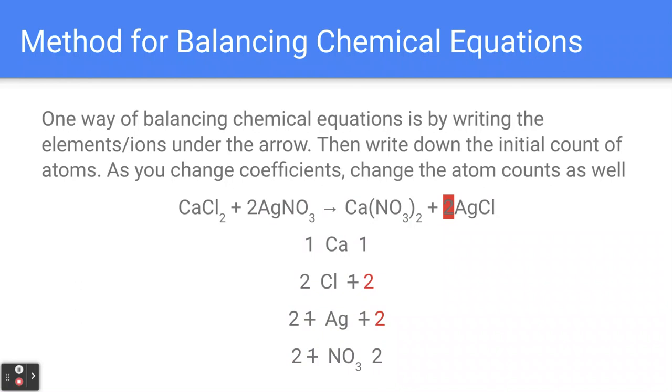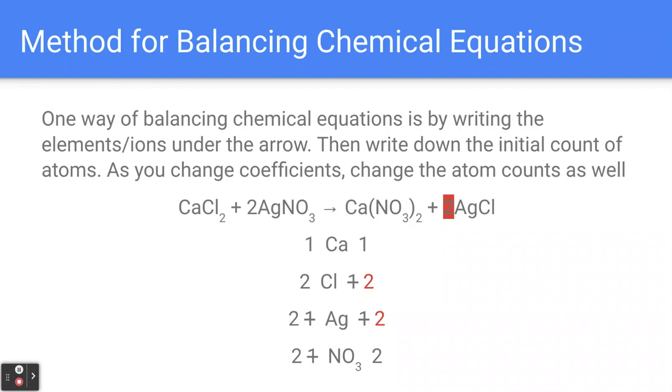And so what that does for me is it changes my chloride to 2. It changes my silver to 2. And so if we take a look all the way down this list, I have 1, 2, 2, 2. And on my product side, I have 1, 2, 2, 2 as well.